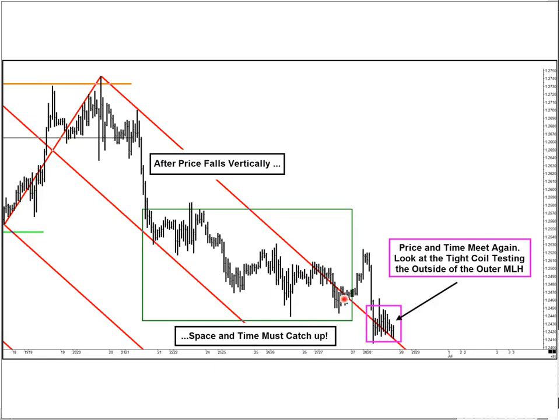That's what's making the tight coils. The two can't go in separate directions. Price can't fall to zero. It's not going to happen. There's going to be pauses. It has to catch up.